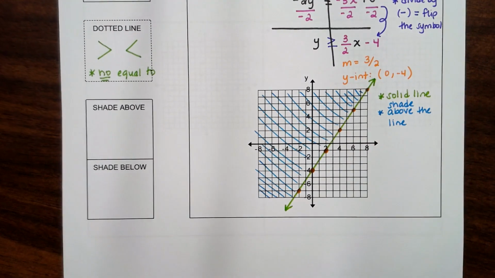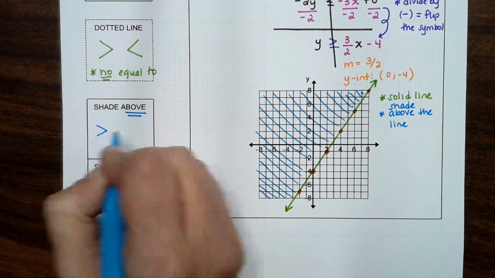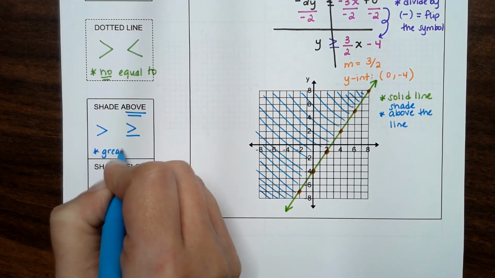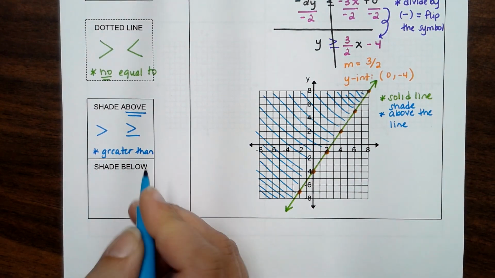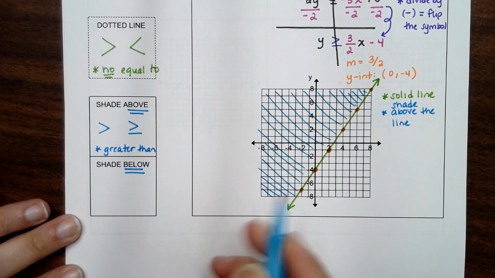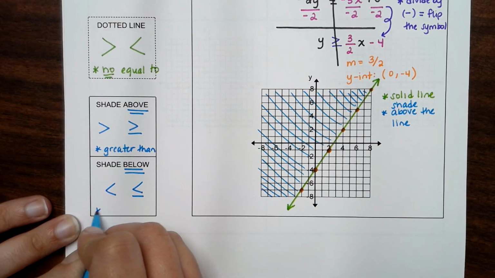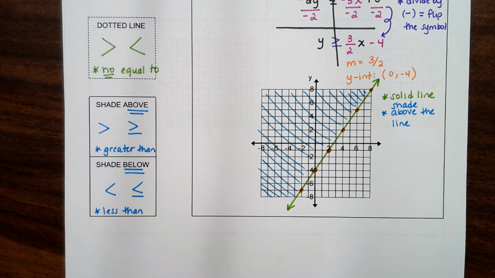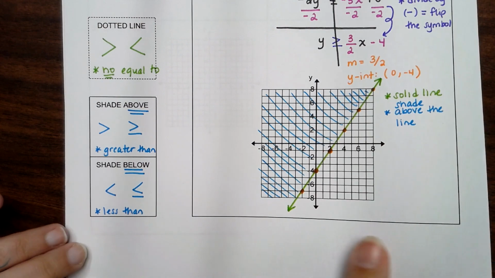We are going to shade above when we have a greater than or a greater than or equal to. The key here is that we have a greater than. And we are going to shade below when we have a less than or a less than or equal to. The key here is that we have a less than. So let's look at a few more example problems just to make sure we've got the right idea.